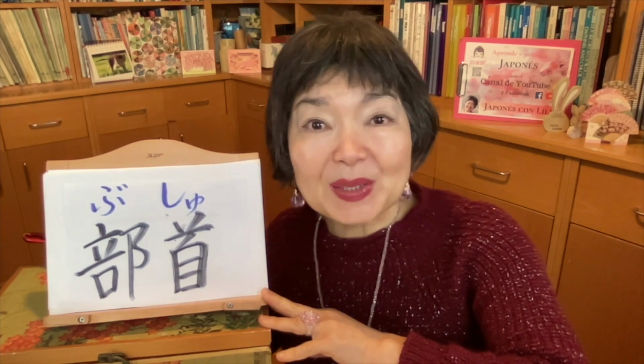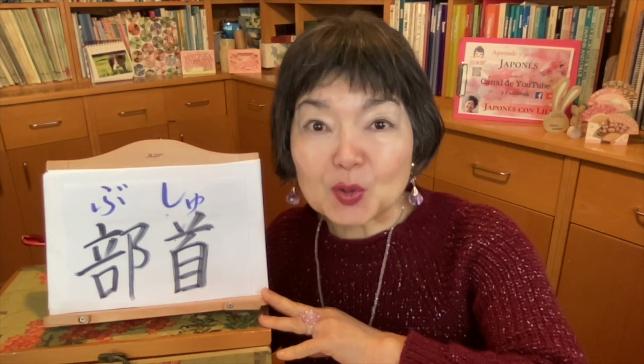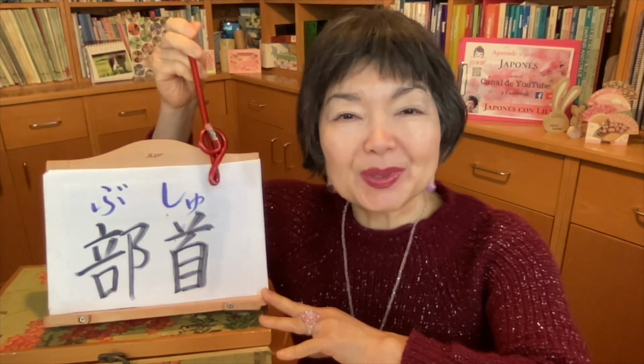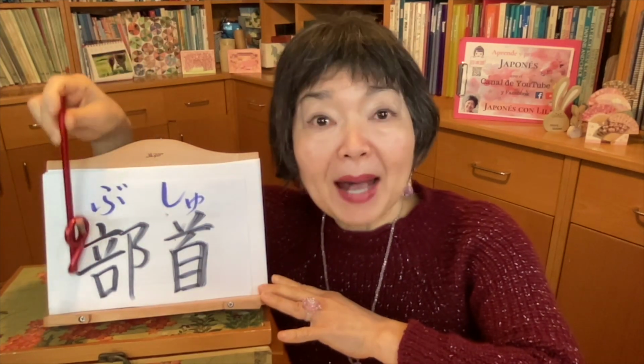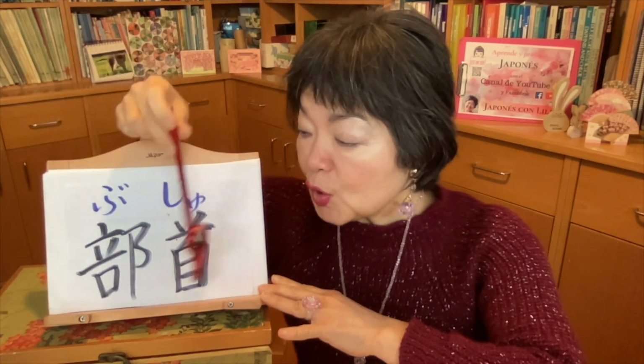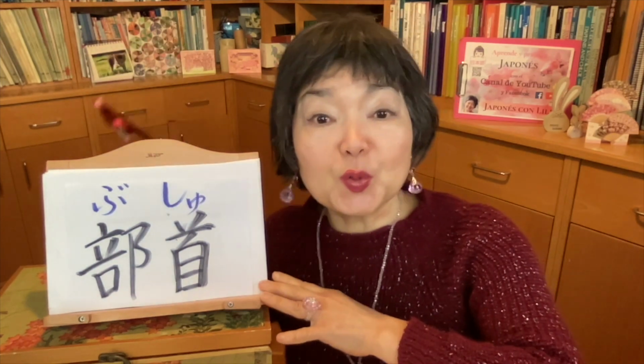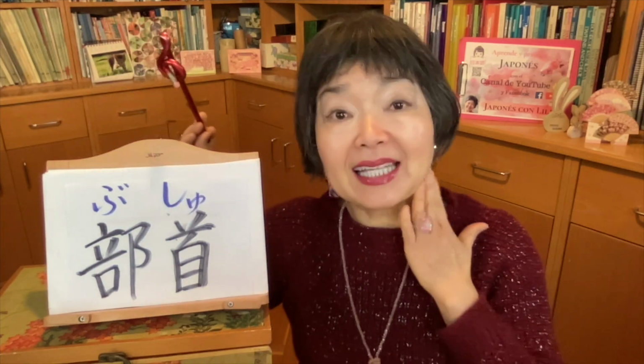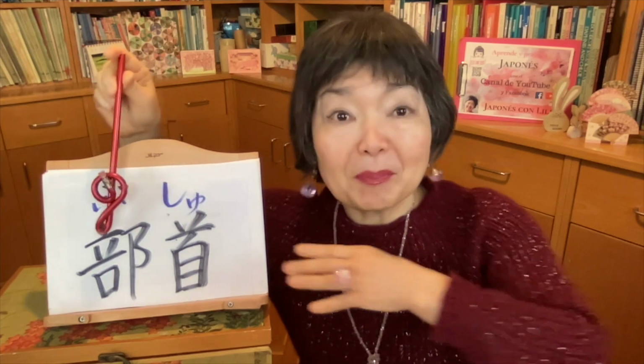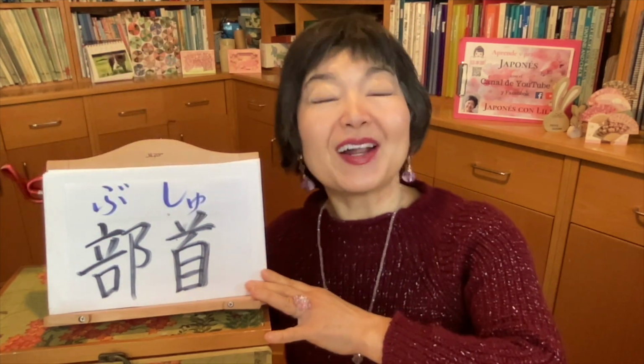Today, kanji video number 10. I'm going to talk about bushu. This is radicals. This bu means part, parts. Shu comes from the kanji of kubi, neck. So the neck is very important. So important parts. Bushu means radicals.